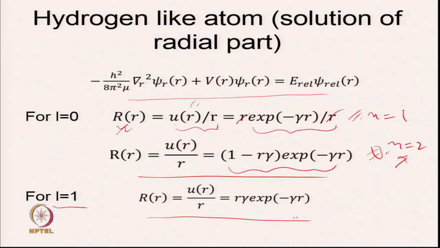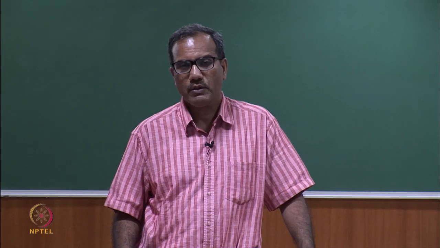For L is equal to 1, I showed you that if we start with u(r) equal to r square gamma exponential minus gamma r, then we will be able to get the answer. One thing you will notice is that all these solutions have exponential minus gamma r in common. So, now we will try to write this in terms of a general equation which can tell you about the solution of the equation.